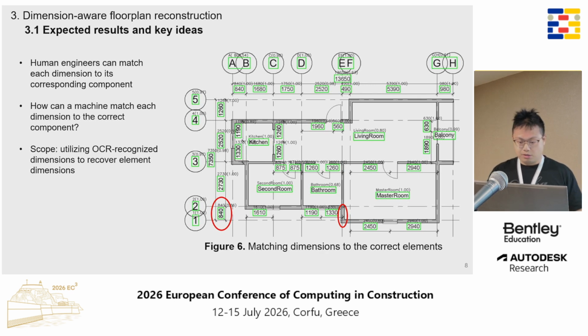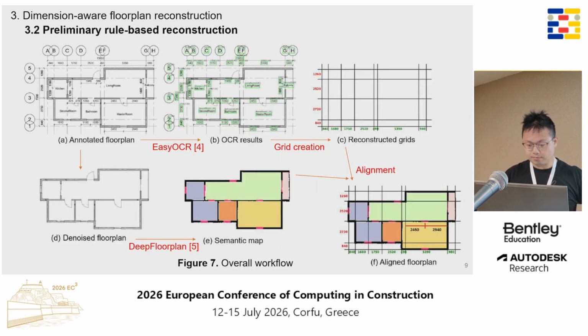So the key idea of my work comes from a simple observation: a human engineer looks at the floor plan and can match the dimension to the corresponding wall. So the key question here is how can a machine do the same matching? Our scope in this paper is how to use OCR to read the dimensions in the paper and match each OCR result to the correct element.